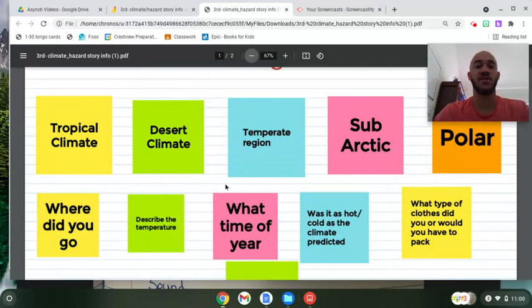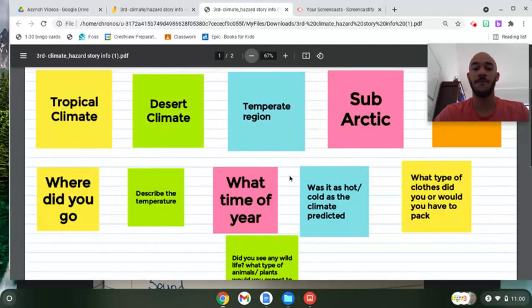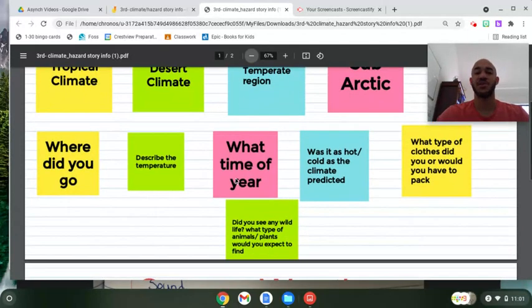I will post these pictures as well on Google Classroom for you to pull up so you can have some hints about what you want to write about. But also know that these are just suggestions on what you could write about. You can also go off and talk about other areas as well.